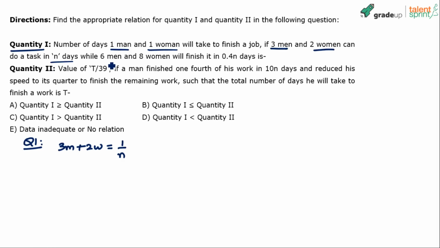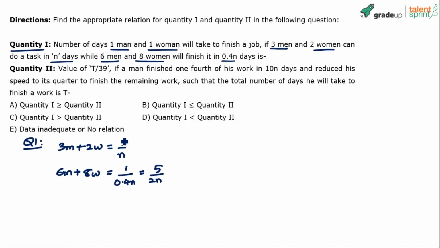Similarly, the next equation says 6 men and 8 women will finish it in 0.4 n days, which means 6 men plus 8 women have a total capacity of 1 by 0.4 n. And this, upon further simplification, will give you 5 by 2n, since 0.4 equals 2 by 5. So these are the two equations we have.